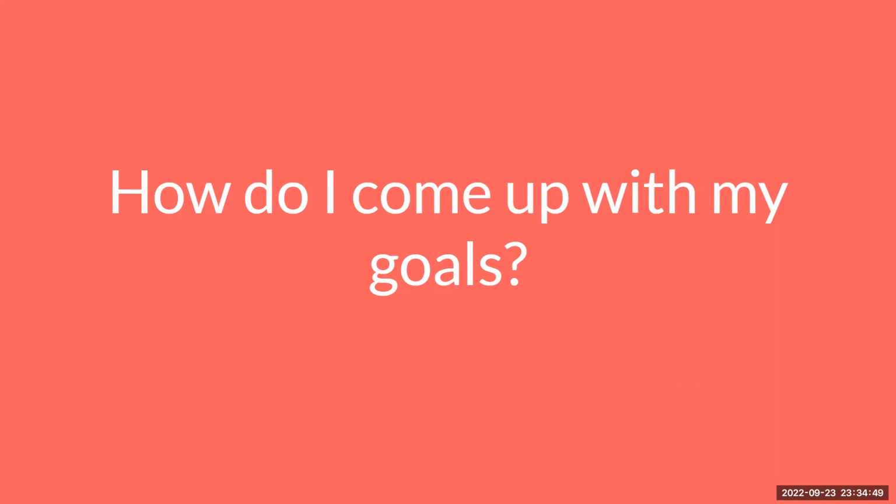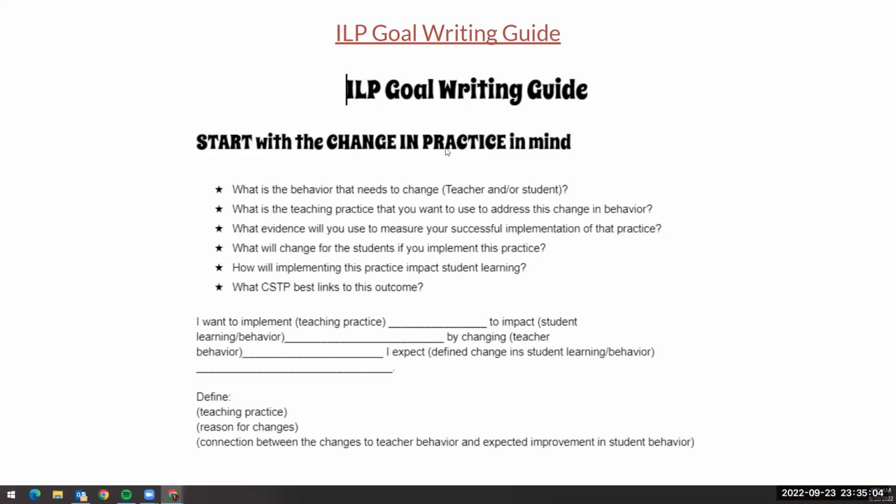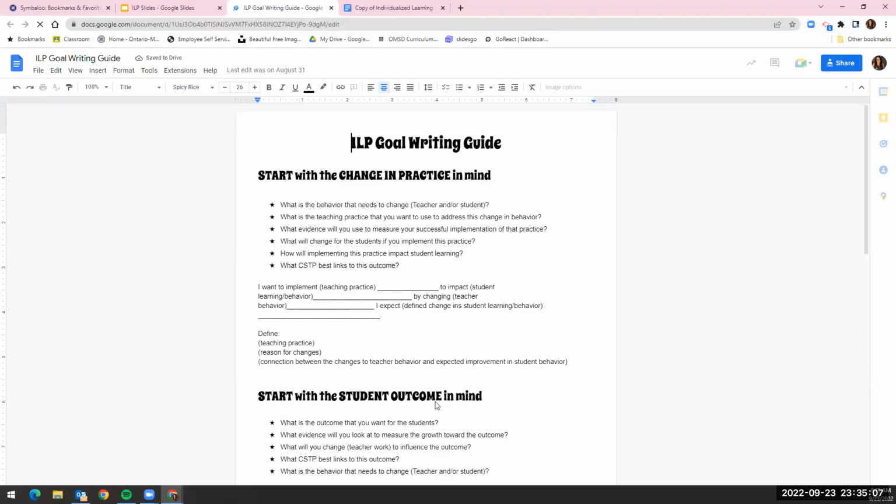If you want some guidance in creating these goals, which all of us do because this is the most challenging part of induction, I think, let's take a look at a tool that will help you. This is an ILP goal writing guide. This guide is going to help if you're thinking, I'm still stuck on writing my goal. For this first one, if there's a change in practice that you have in mind in your class, you can start with this sentence frame. There are some questions to think about. What is the behavior that needs to change, teacher or student? What's the teaching practice that you want to address? What evidence will you use to measure your successful implementation of that practice?